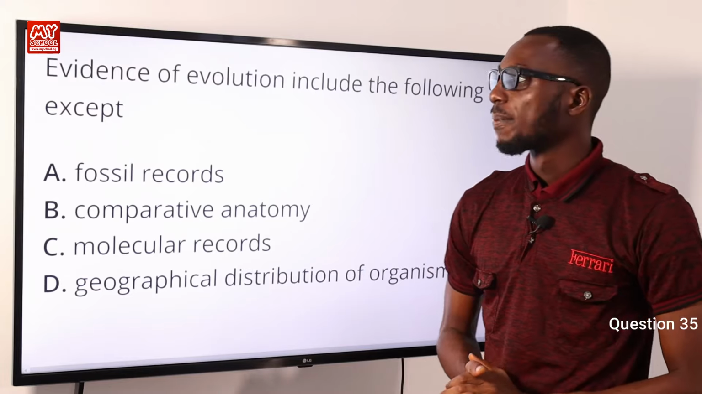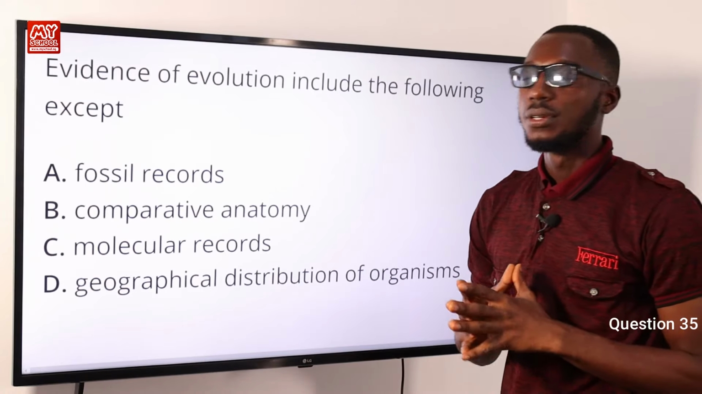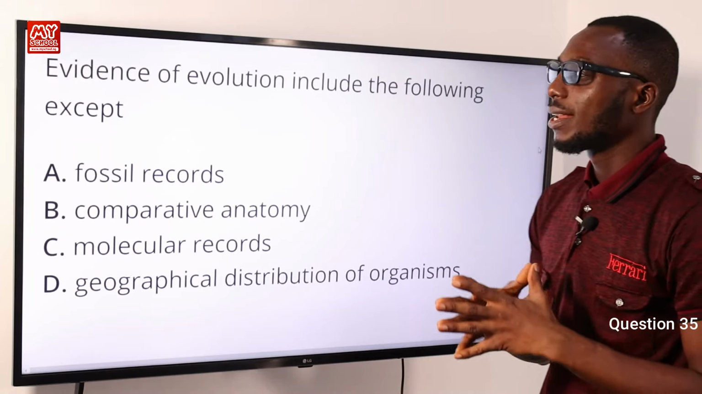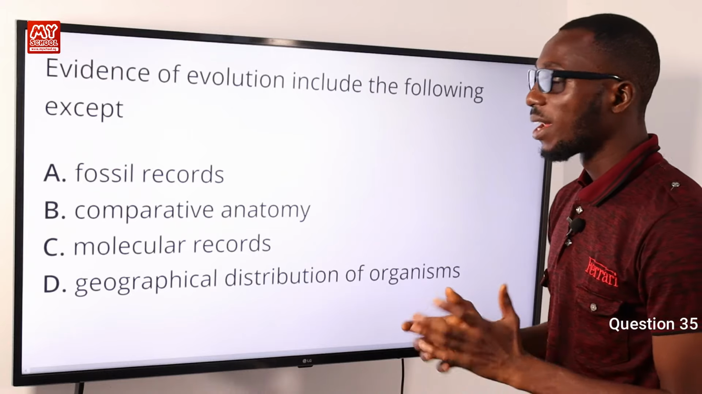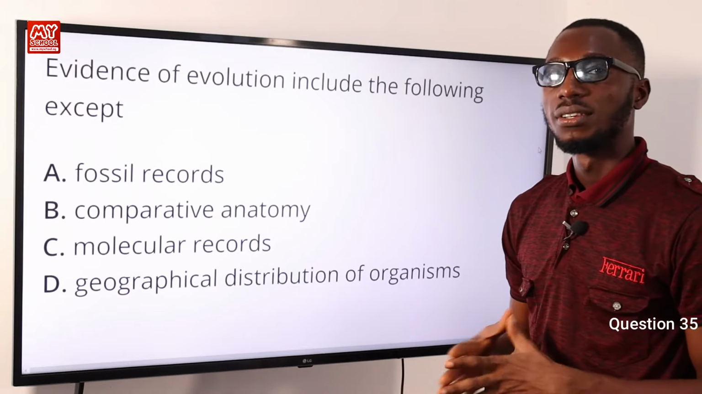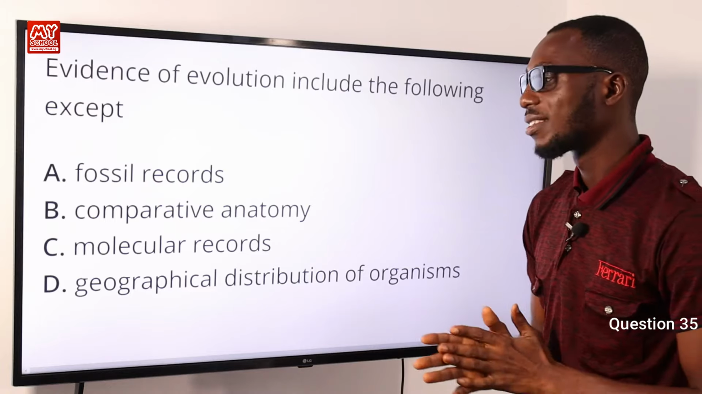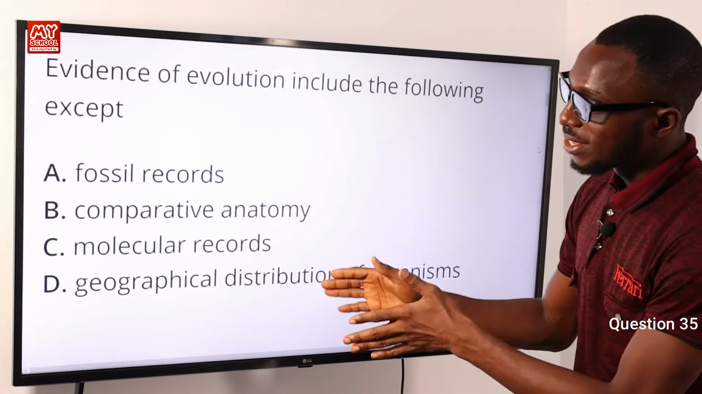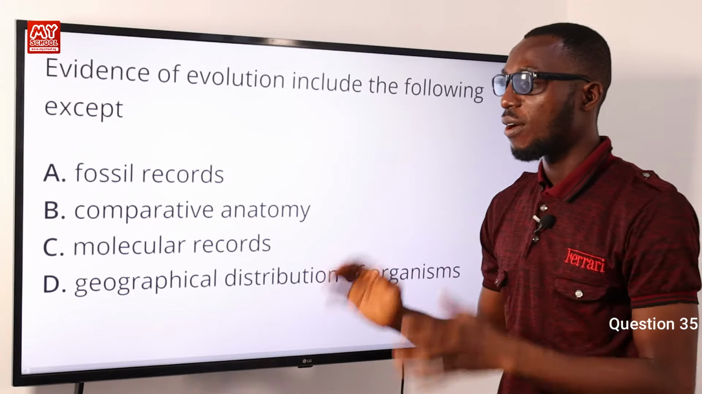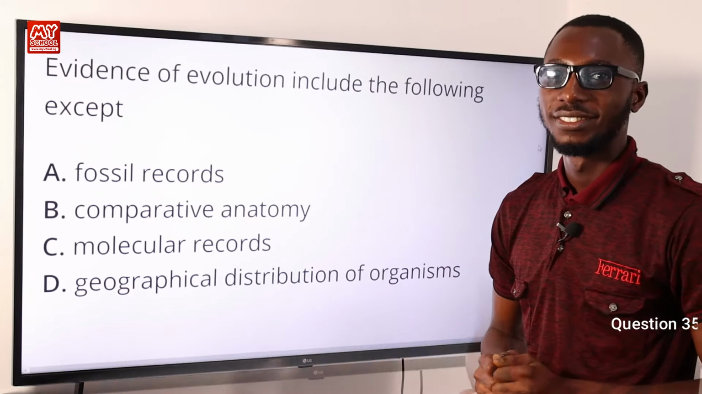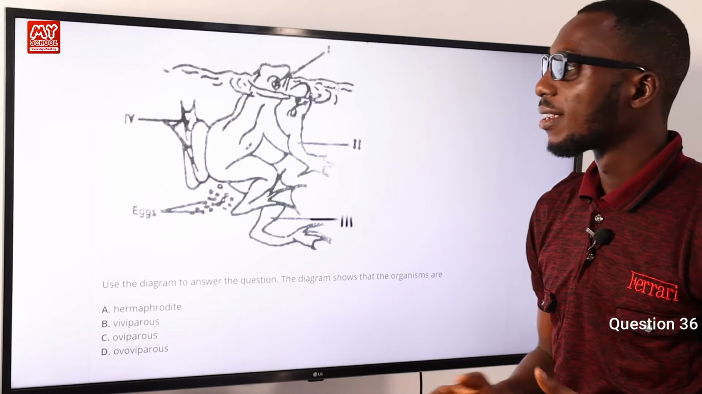Question 35. Evidence of evolution include the following except: A, fossil records, comparative anatomy, molecular records, embryology, biochemical similarities. And this option D is not one of the evidences for evolution. So option D is the exception that we have here. Option D is correct.